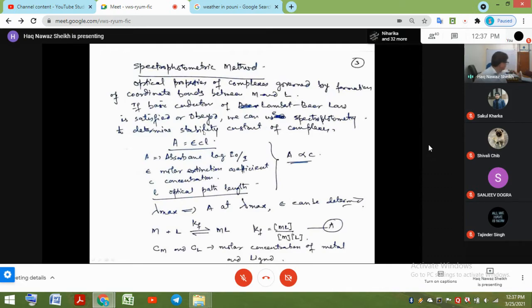Molar extinction coefficient depends upon the nature of the substance. It is independent of the concentration. So you prepare different solutions with different concentrations, the molar extinction coefficient will remain the same, because it is the absorbance per unit concentration per unit path length. It is A by Cl, right? So that's how we determine two things beforehand. Number one, you determine lambda max first, and then you determine the molar extinction coefficient.